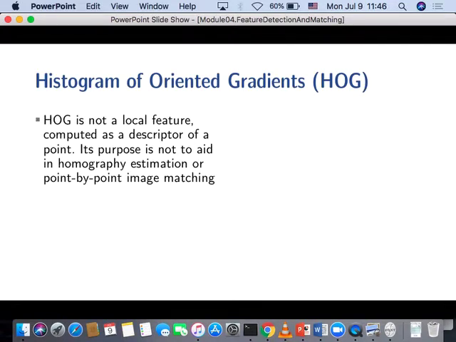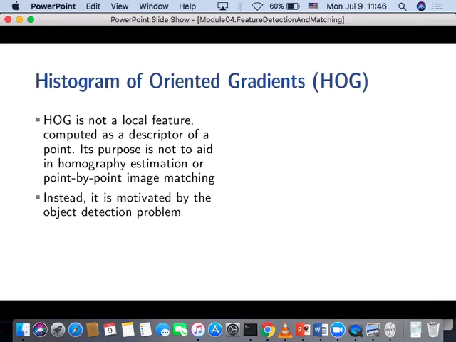But this approach is also very similar, okay. But the purpose of HoG is not a local feature descriptor, unlike SIFT. Its purpose is actually not to aid in homography estimation or point-by-point image matching or fundamental matrix estimation. Those are the sort of things that you typically use a local operator for, okay, as you are doing in your homework, for example. This one is motivated by the object detection problem. The idea is I have a picture and I want to detect objects of interest, like persons, for example. Okay, so how do I do that?